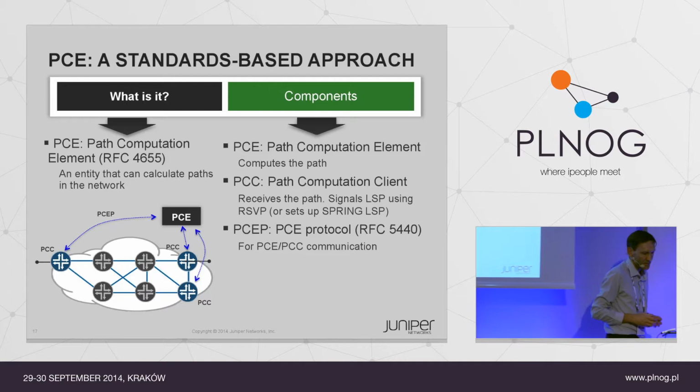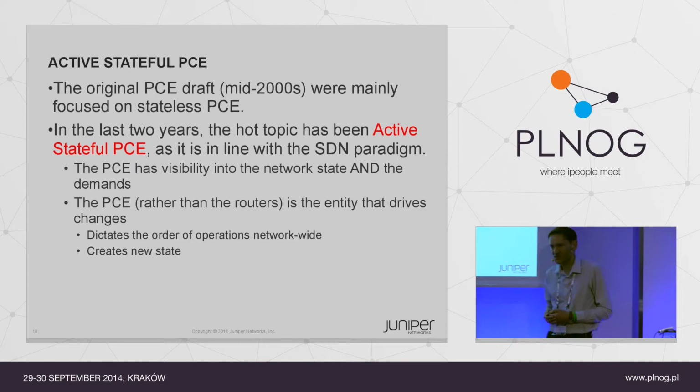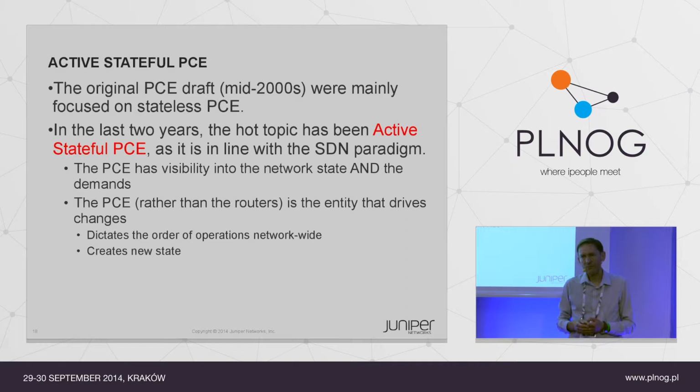Now, the original PCEP drafts and most of the work were assuming back in the mid-2000s that people would be using what's known as a passive PCE model, where basically the ingress router says to the central controller, I want a path with these attributes, please can you compute it for me?